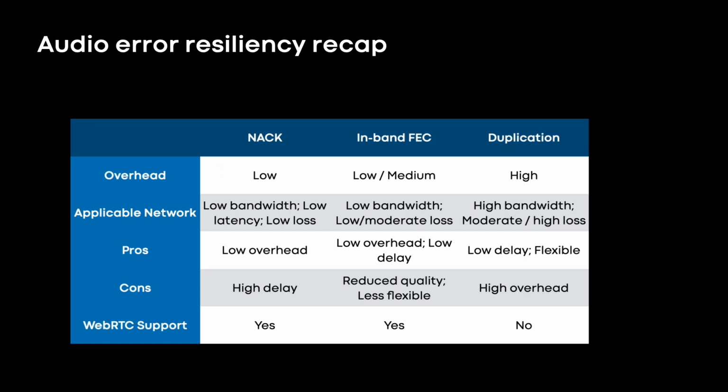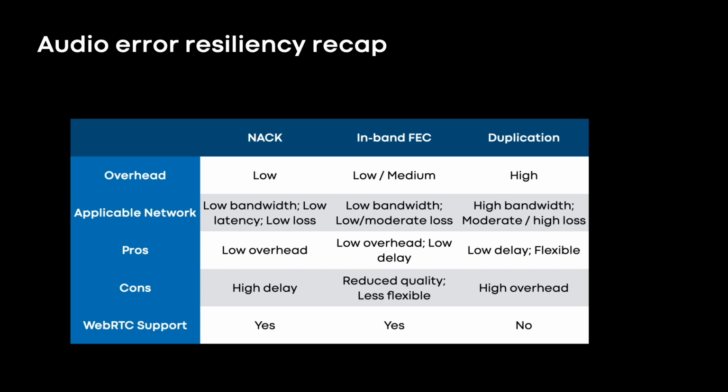Here is a summary of the 3 audio error resilience technologies we just introduced: NACK, in-band FEC, and duplication. And we listed their overhead, applicable network scenarios, and their corresponding pros and cons. Our team has been working hard to use all 3 of them to help us recover audio packet loss and improve audio quality. And we observed a significant amount of improvement from these 3 technologies. But we also have some learnings to share.